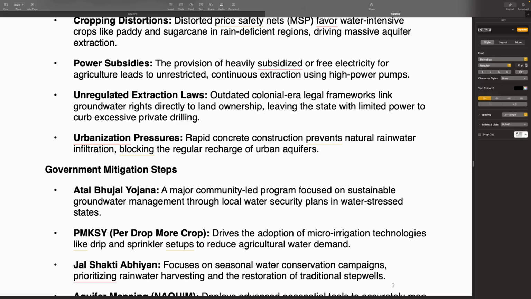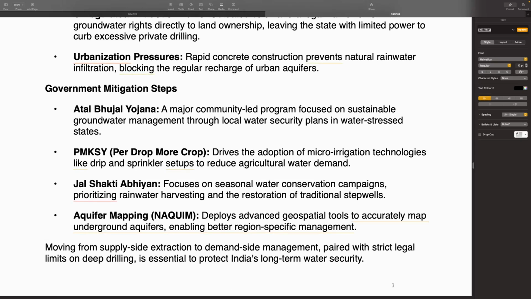Government mitigation steps. Atal Bhujal Yojana: a major community-led program focused on sustainable groundwater management through local water security plans in water-stressed states. PMKSY, Per Drop More Crop: drives the adoption of micro irrigation technologies like drip and sprinkler setups to reduce agricultural water demand. Jal Shakti Abhiyan: focuses on seasonal water conservation campaigns, prioritizing rainwater harvesting and restoration of traditional step wells. Aquifer mapping: deploy advanced geospatial tools to accurately map underground aquifers, enabling better region-specific management. Moving from supply-side extraction to demand-side management, paired with strict legal limits on deep drilling, is essential to protect India's long-term water security.